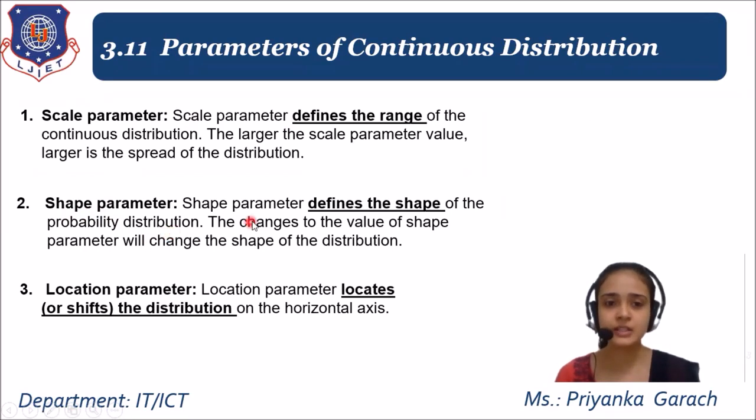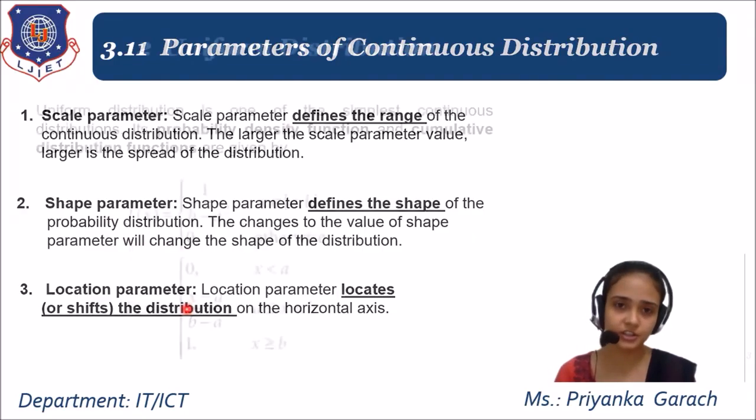Shape parameter means the shape parameter defines the shape of the probability distribution. So the changes to the value of the shape parameter will change the shape of the distribution. And location parameter locates or shifts the distribution on the horizontal axis. So it is possible that you can shift your distributions, you can shift your values. So it is possible with the help of the location parameter.